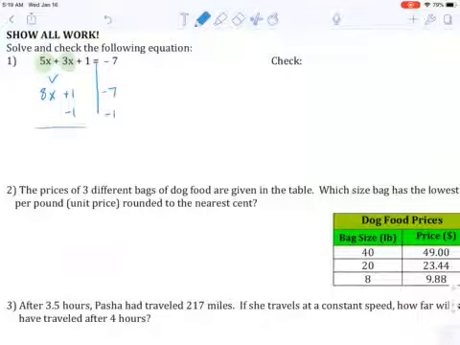Take care of the constant first. So 8x is equal to negative 8. Divide both sides by the coefficient, so x is equal to negative 1.